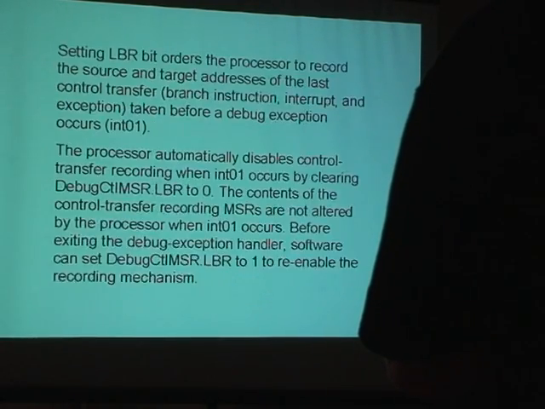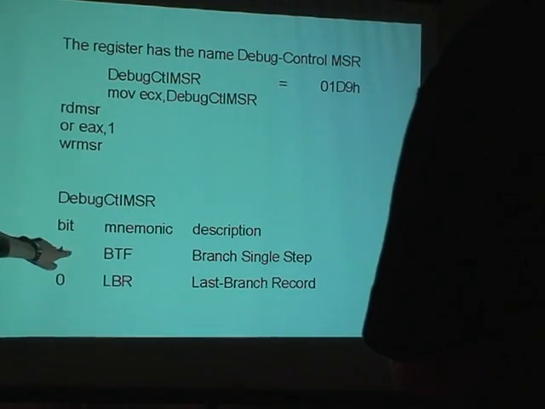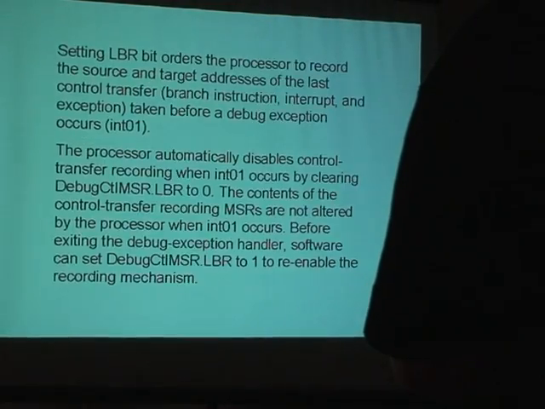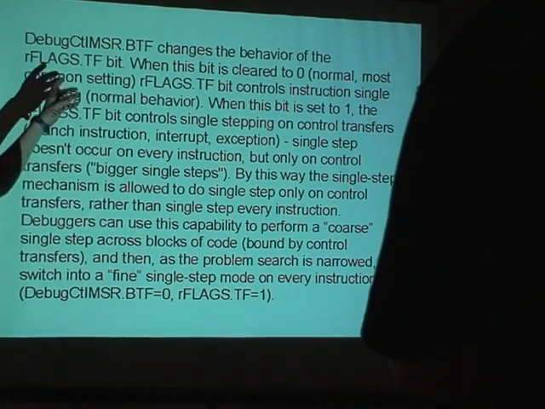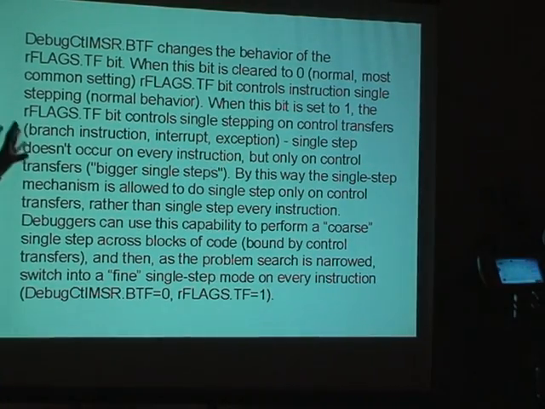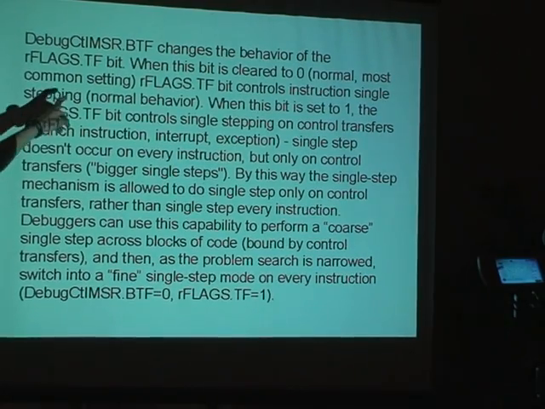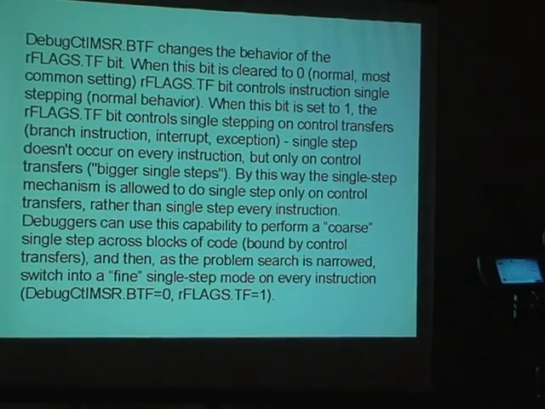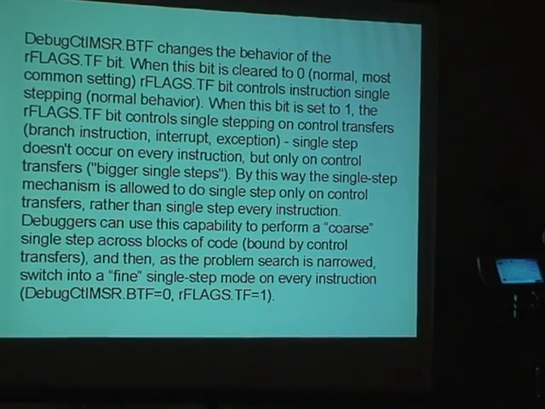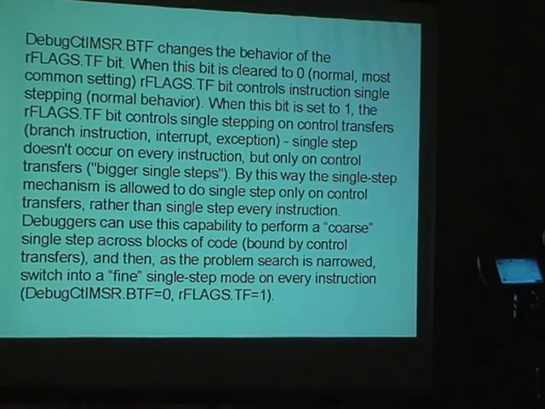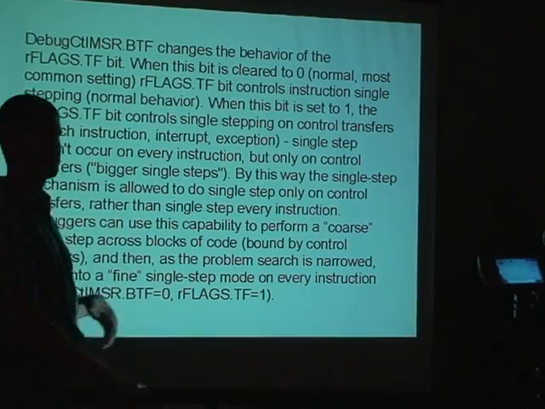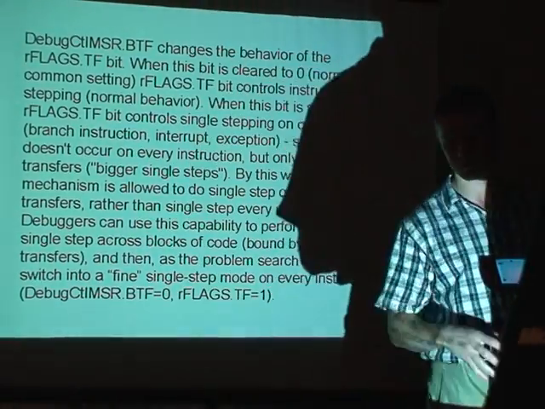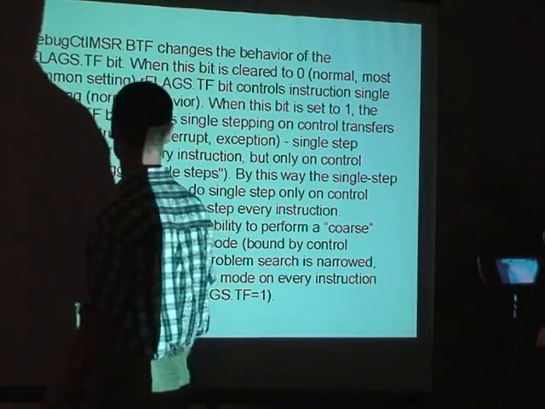Bit 1, this one, when we enable it, then we change the behavior of single stepping. Normal behavior is that single step occurs on every instruction. But when we set this bit, then single stepping changes. It doesn't occur on every instruction, but only on branches. So we can make bigger single steps, not small, only on branches.